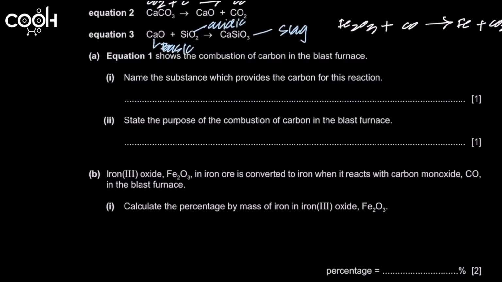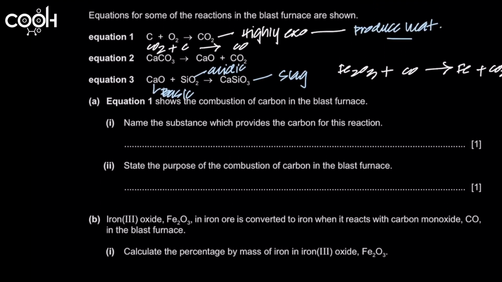So it says equation 1 shows the combustion of carbon in the blast furnace. Great, we know it shows that. It says name the substance which provides the carbon for this reaction. So what is this carbon called? That's basically your coke, right? So coke is that substance which is providing us with the carbon.